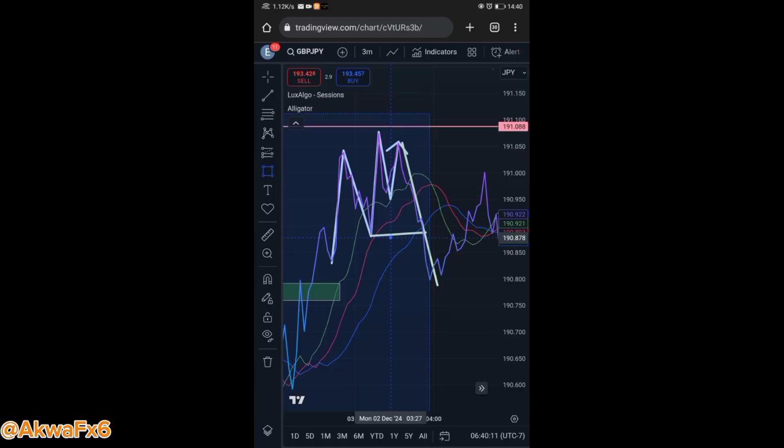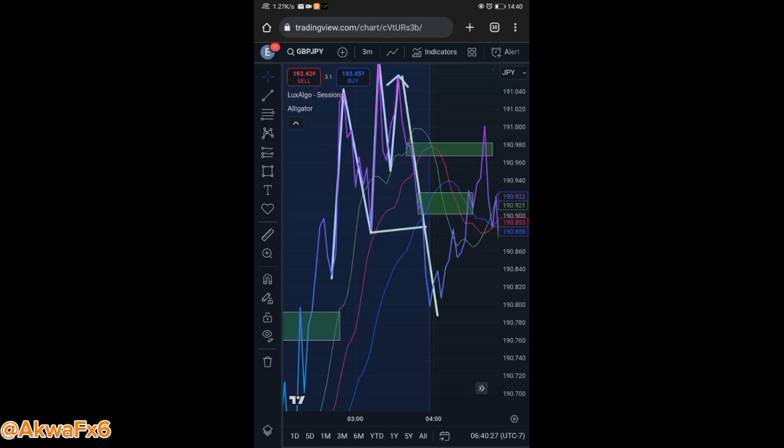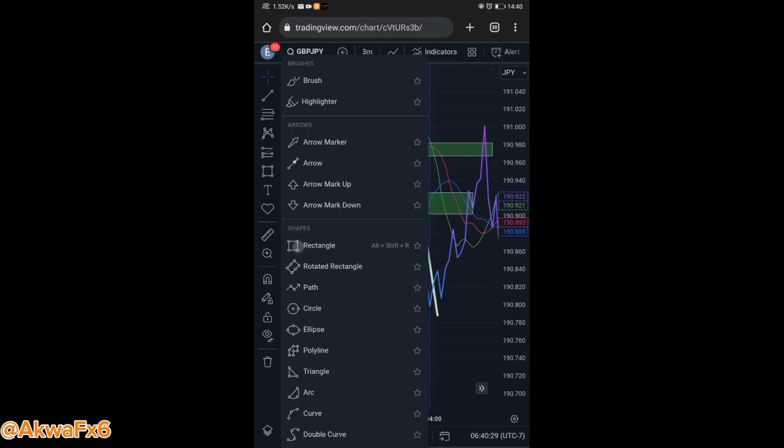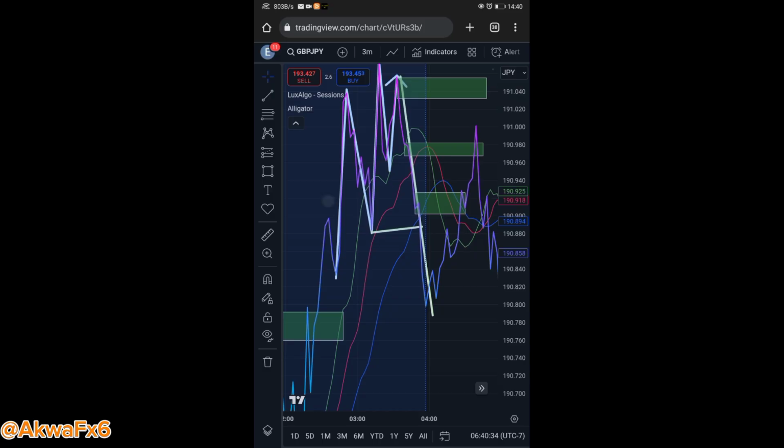We have this very zone, we have this one, and we have another one right here. We don't know the one that the market will tap into, and we have this right here. So we have three zones right there.